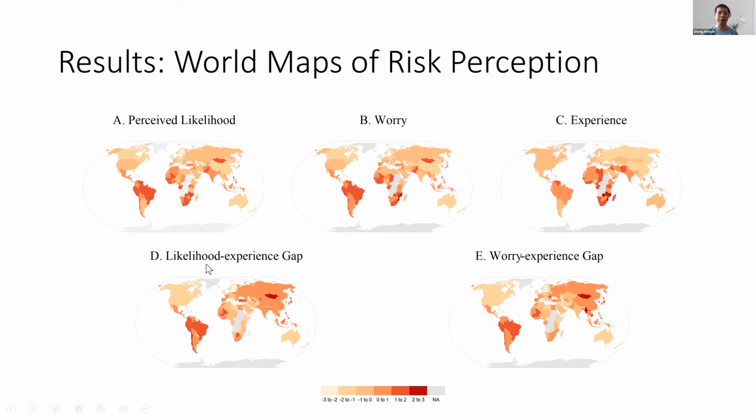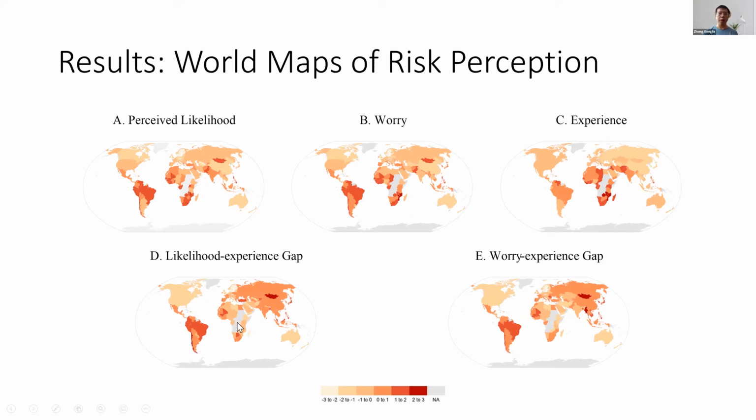So in panels D and E, when we simply subtract the likelihood and experience, and worry and experience, we can see there are a lot of differences, right? In particular, in South America, for instance, people tend to perceive higher likelihood relative to their actual experience, and similarly also worry more relative to their actual experience. By contrast, for example, in North America, people do not seem to experience a substantial difference between their perceived risk and their actual experience.